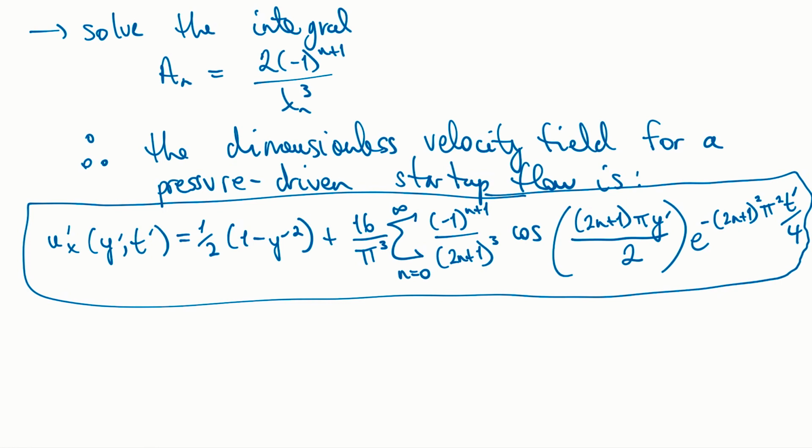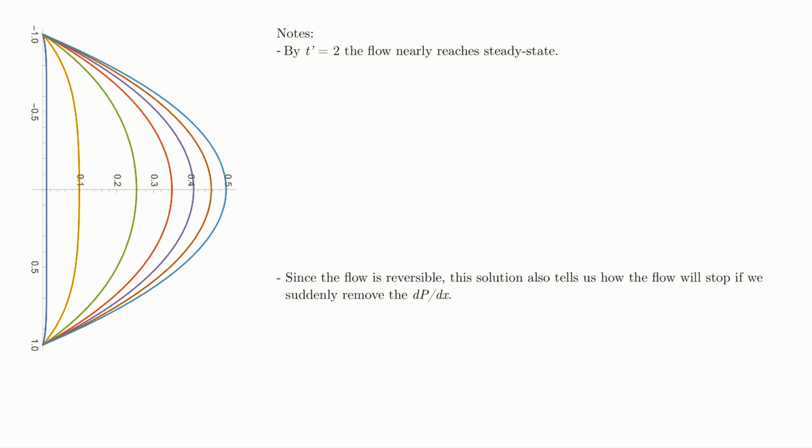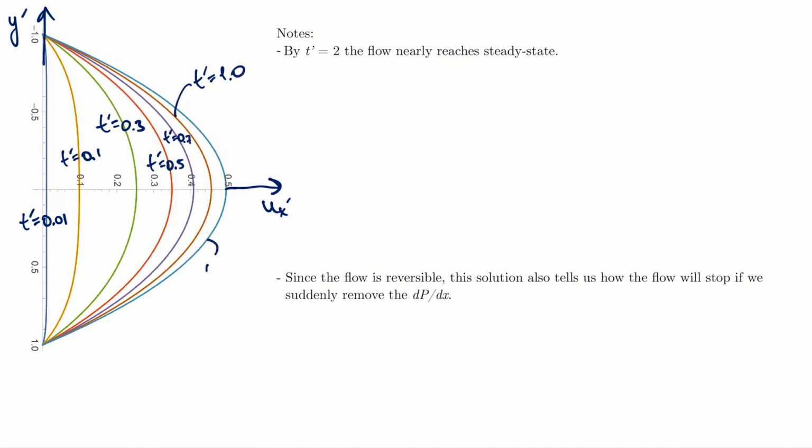Now we're going to go ahead and look at this solution. That solution looks like this, and I'm going to label this again. This here is y prime, and this axis is our u x prime. What I've done here is plot for a number of different values of t prime. This one here is t prime 0.01, this is t prime 0.1, green I use t prime 0.3, red 0.5, and finally t prime equals 2.0.